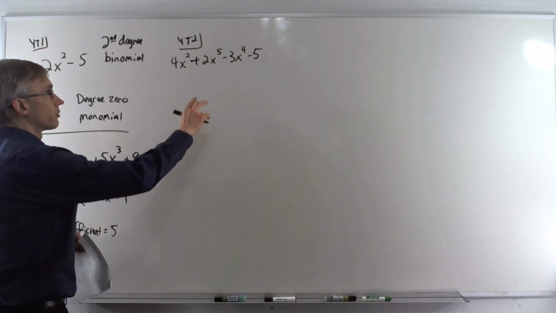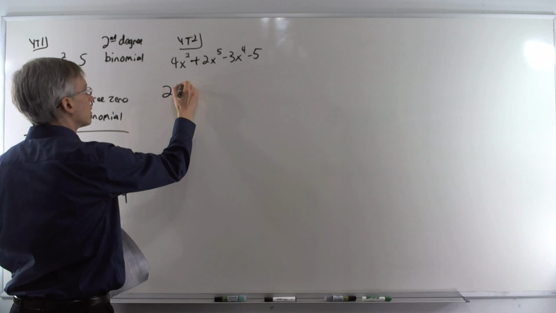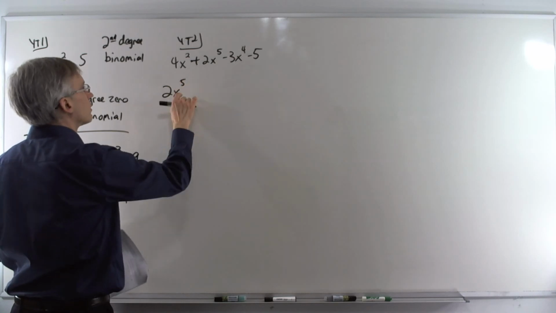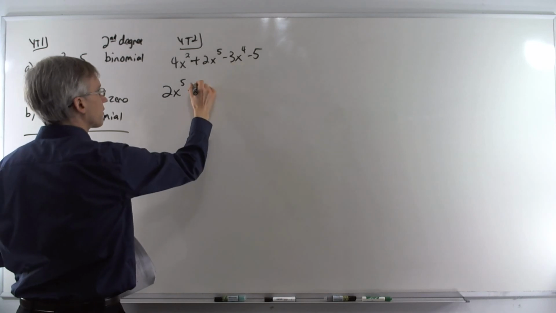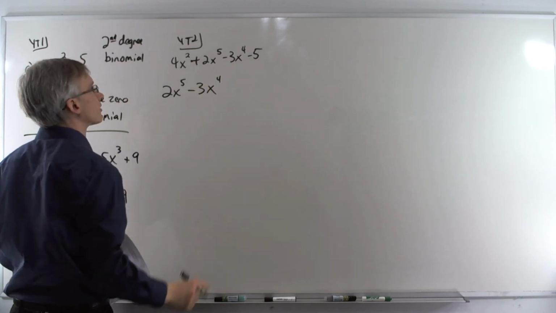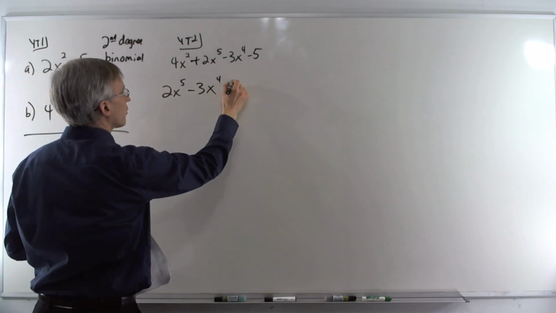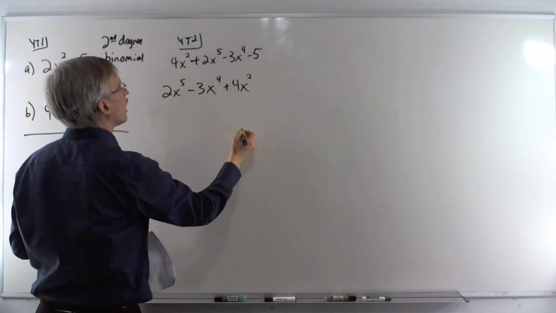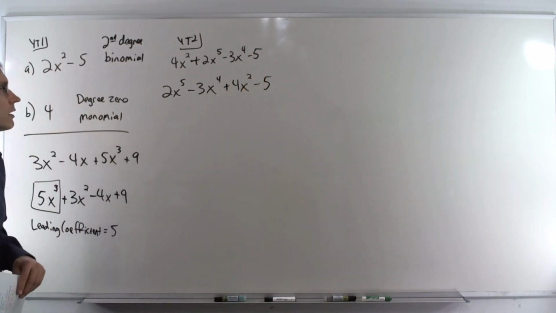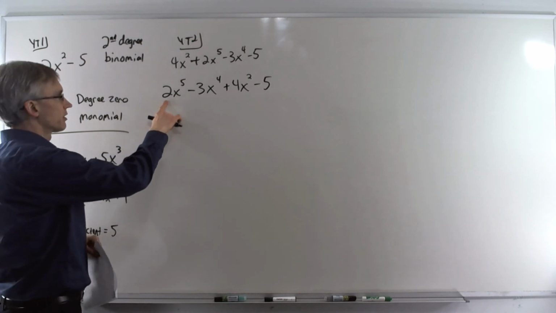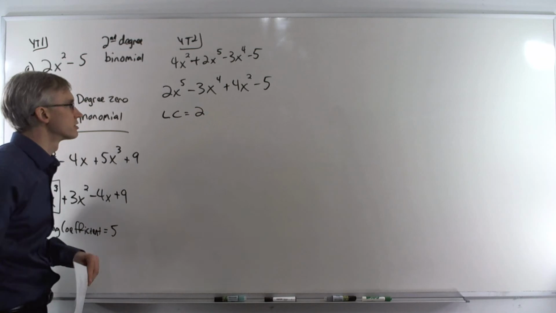So with this one, we're going to start with the highest exponent, 2x to the fifth. Go down to the next highest exponent. We got an exponent of 4 here, so negative 3x to the fourth. Next up, squared, so plus 4x squared. And then the constant term is last, minus 5. Leading coefficient, it's on the highest term, so that's 2. Leading coefficient is 2.